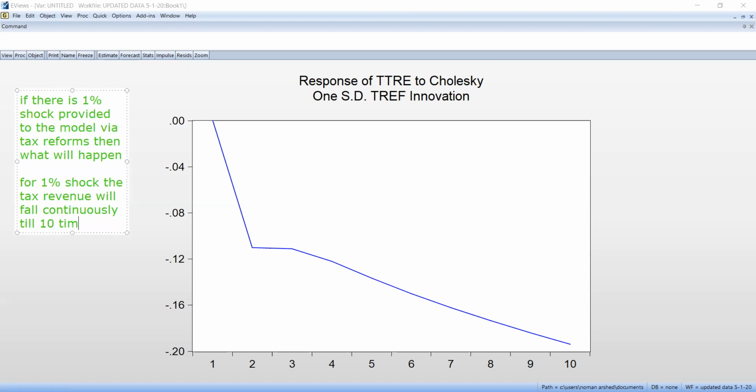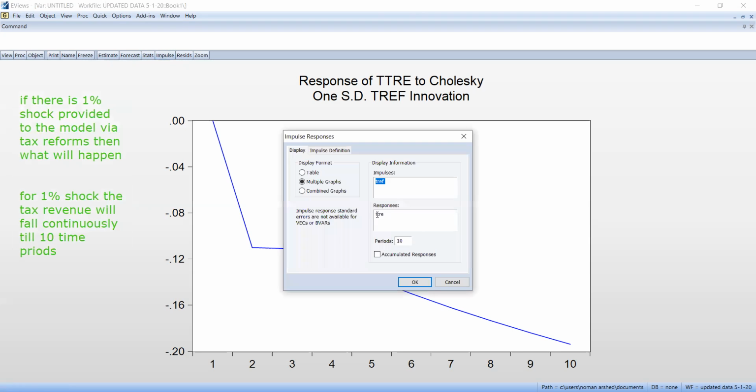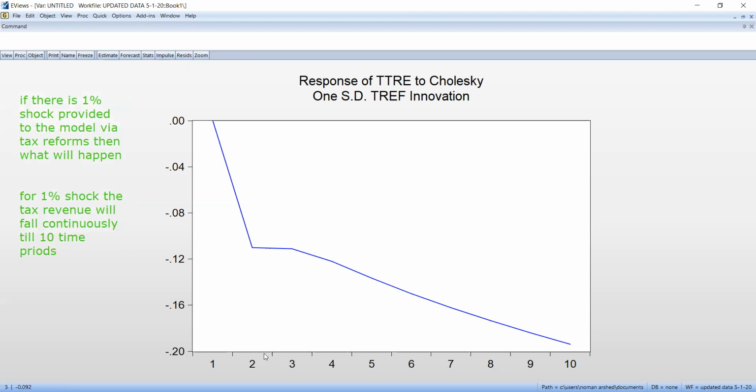till 10 time periods. You can add more if you want to, if you have a big sample, but it will not matter if it is insignificant anyways. So let me check it again. In impulse, it was, let's see, it was for each time period.